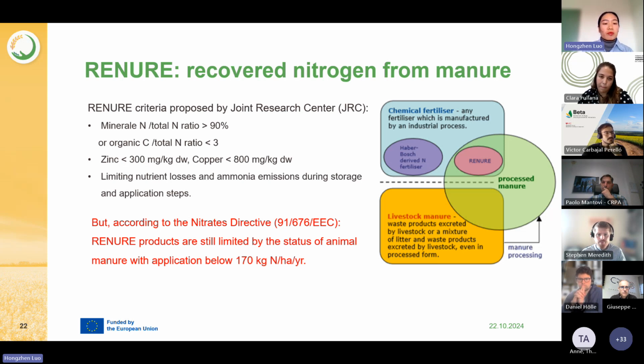And so they proposed these RENURE criteria based on a meta-analysis of past research using different manure products. And it means if the products can meet the criteria listed here, then we should be able to use them as substitutes for synthetic fertilizer.